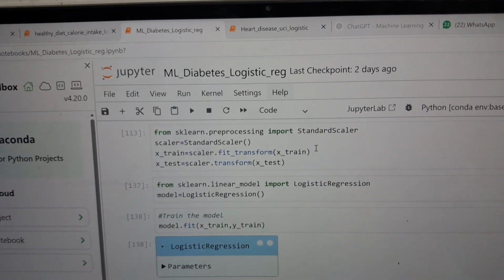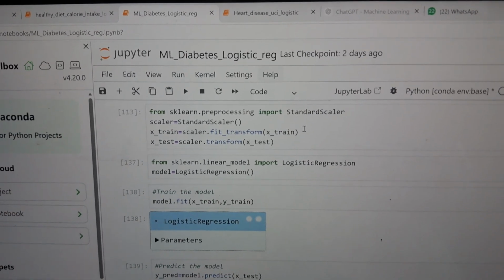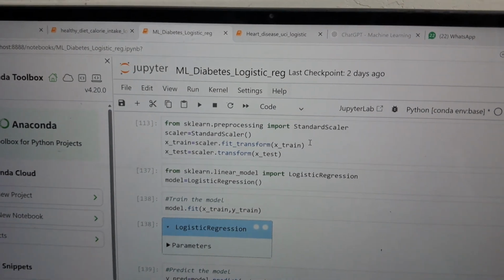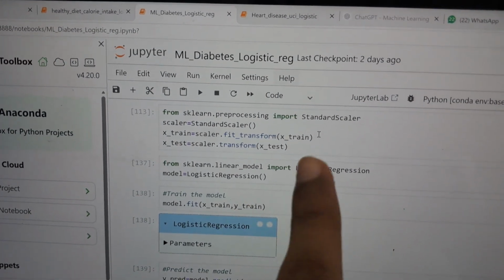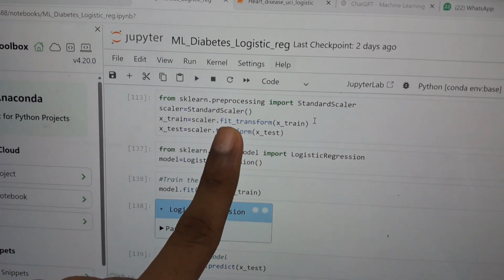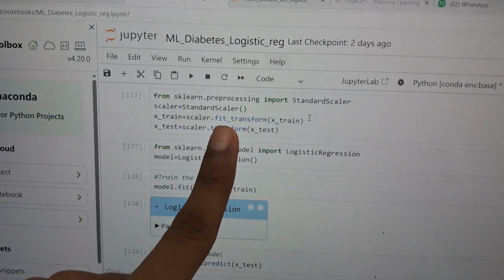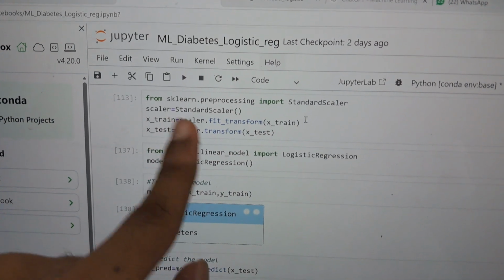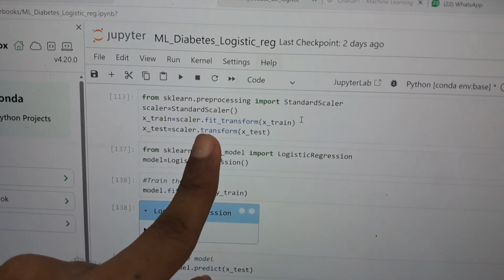Transform means changing. It will change those numbers in each column such that the mean and standard deviation will be 0 and 1 respectively. So fit_transform: fit means it will learn the mean and standard deviation. Transform will transform the data, only for the training data.